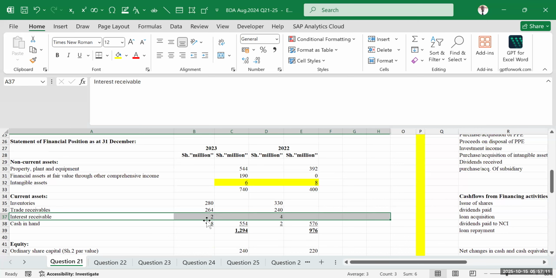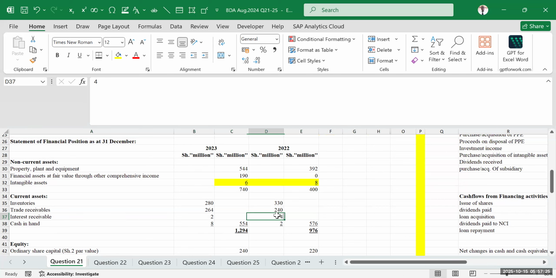Because this is an asset account, we have to use the same treatment like I told you about. Let us start with the opening balance. The opening balance is 4, this one here, on the interest receivable account. Then onto the opening balance, we recognize any adjustment. And which adjustment are we talking about?